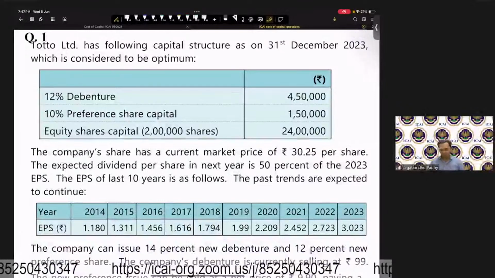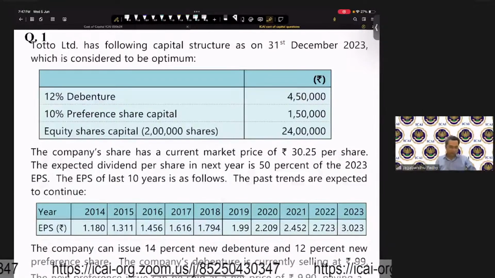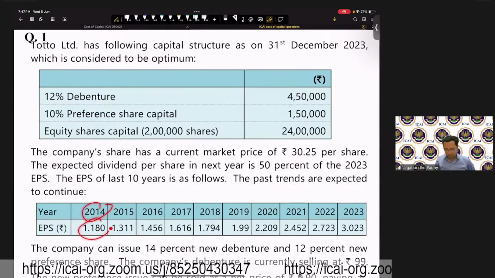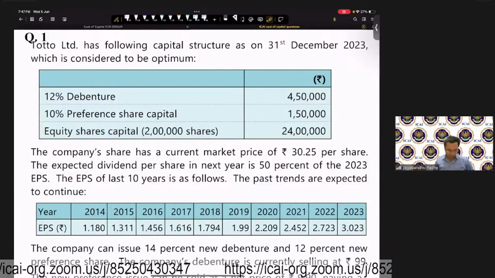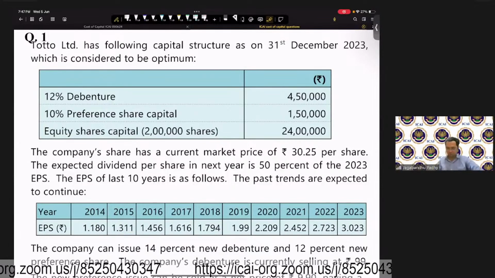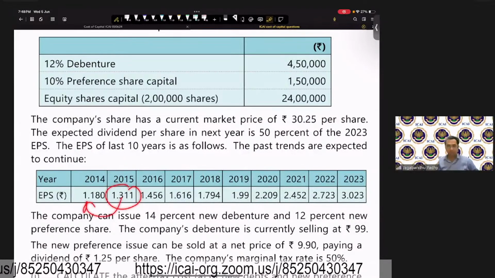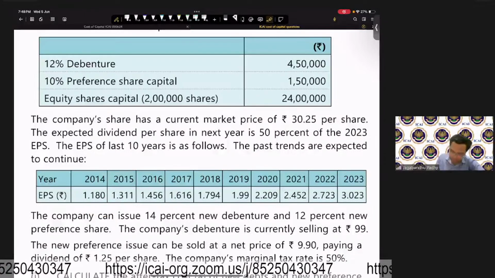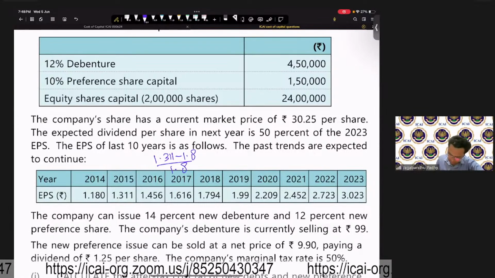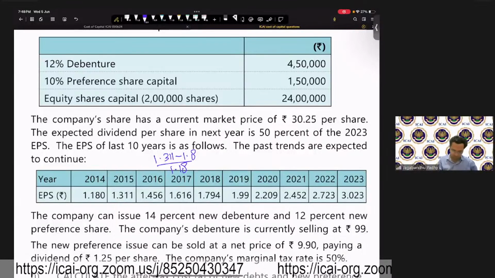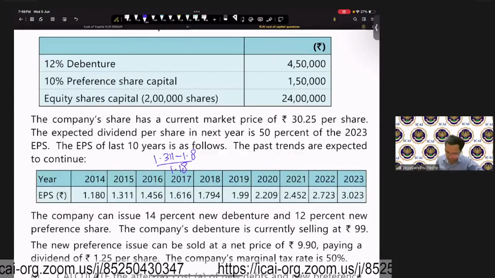Observe the growth rate of 11%. Just check for each of the years, the growth rate is 11%. Like in 2014, the EPS was 1.18. If you add 11% to that, it's 1.311. Basically, what you need to do to get the growth rate is 1.311 minus 1.18, divided by 1.18. That's 11.10% for the first year.